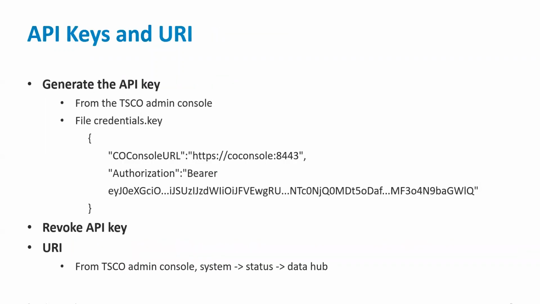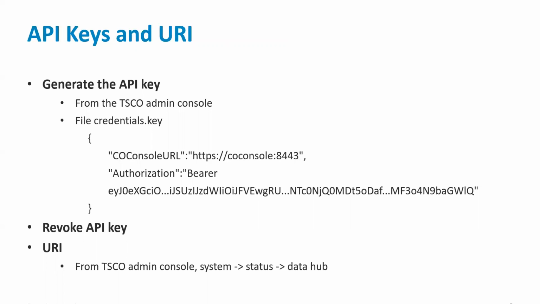API keys and URI. From the TSCO console, the admin can generate an API key for required roles by going into the Administration, Users and Roles option. Click on the role for which you would like to generate the key and click the Generate API Key option. Here you can choose whether the generated key should have a specific expiration date or no expiration date.